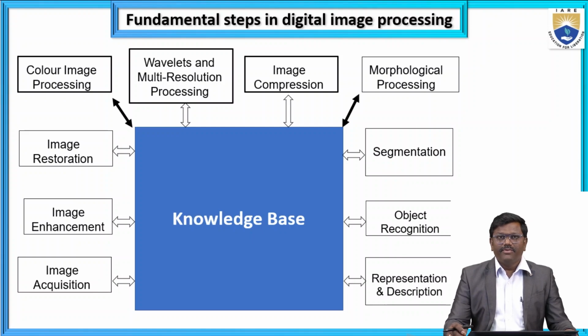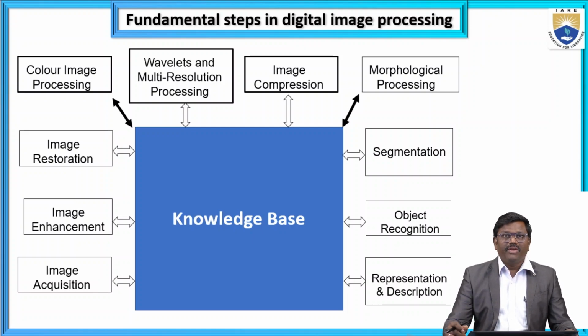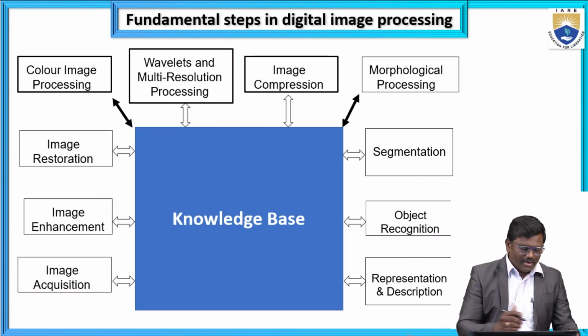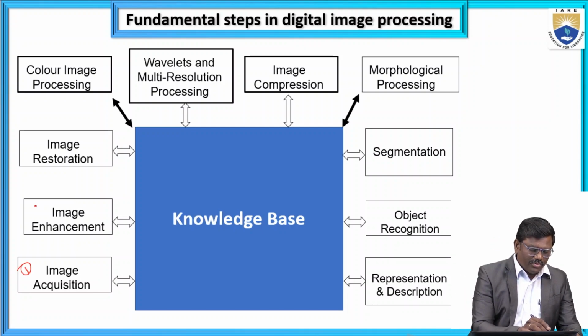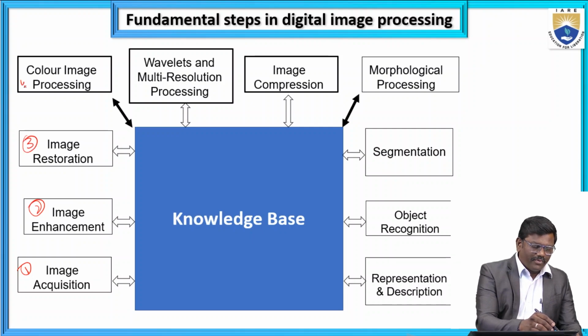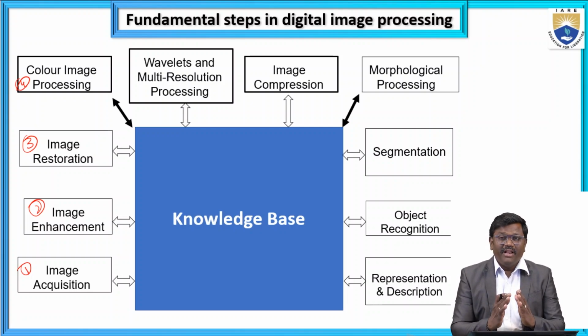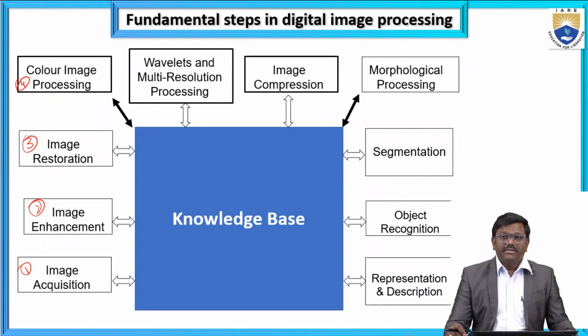Whereas, if you want to implement those types of software, we have to proceed step by step. So, what are the fundamental steps in digital image processing? Number one, image acquisition. Number two, image enhancement. Number three, image restoration. And number four, color image processing. And wavelets and multi-resolution processing, image compression, morphological image processing, segmentation, object recognition, representation, and description.